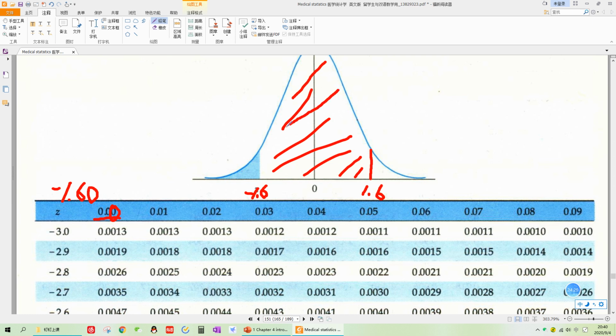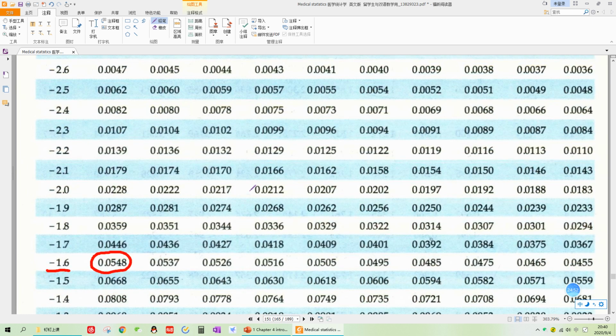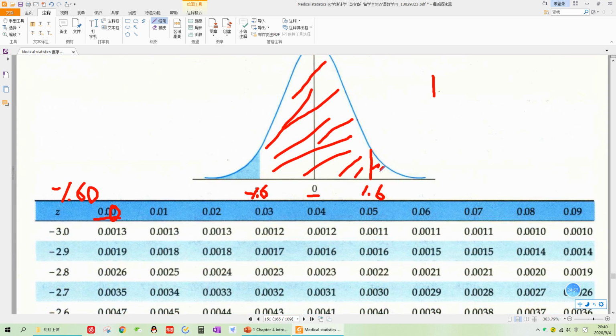According to the property of the normal distribution, we know that the total area under the curve is 1, and the curve is symmetric about z equals 0. So on the left side, the area of the blue part is 0.0548, and on the right side, this part should have the same area.